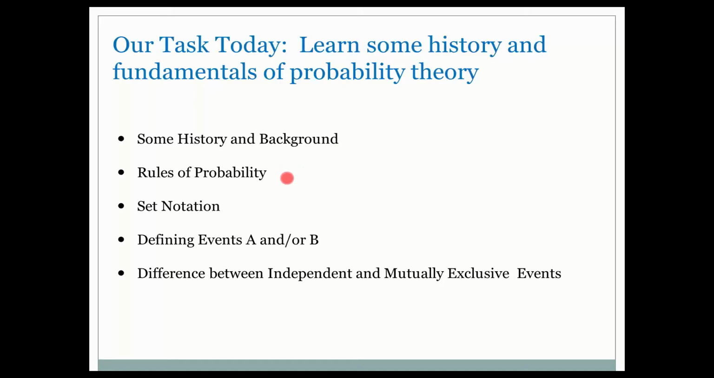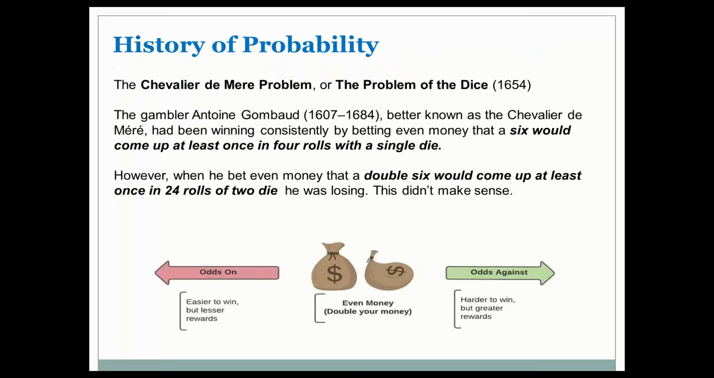We'll look at the rules of probability. We'll look at the 3 axioms today. There's actually more rules that we'll go through in the next presentations, but we're just going to do some basics today. We'll look at set notation. That'll probably take you right back to junior high, but it's a good refresher. We'll define our events A or B and A and B. And the difference between independent and mutually exclusive events. I'll show you a nice way to look at that, because people get that confused quite a bit. So first, let's look at the history of probability.